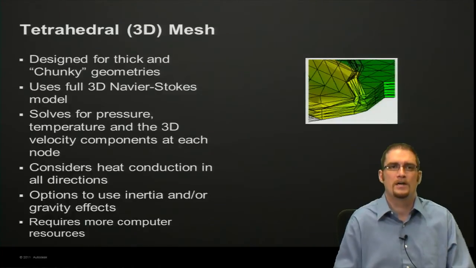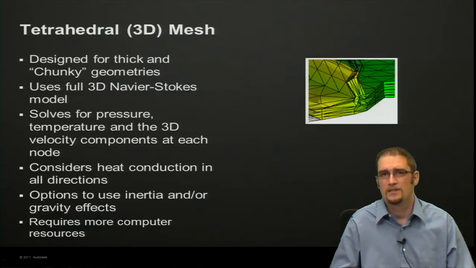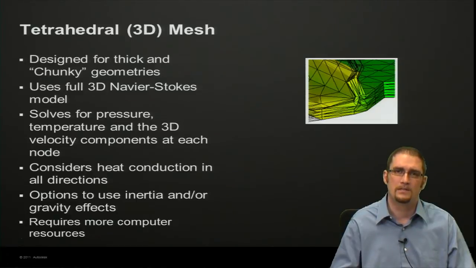And the final mesh type is our 3D mesh. This is a true solid mesh, so we have elements through the thickness, nodes through the thickness. What this is good for is thick and chunky parts, because we have some complex flow patterns that generally go on within these components. Let's say electrical connectors, things of that nature that we need to simulate some thicker geometries.